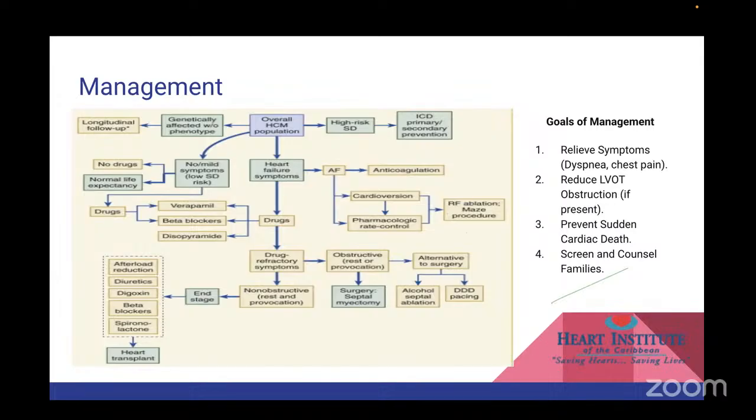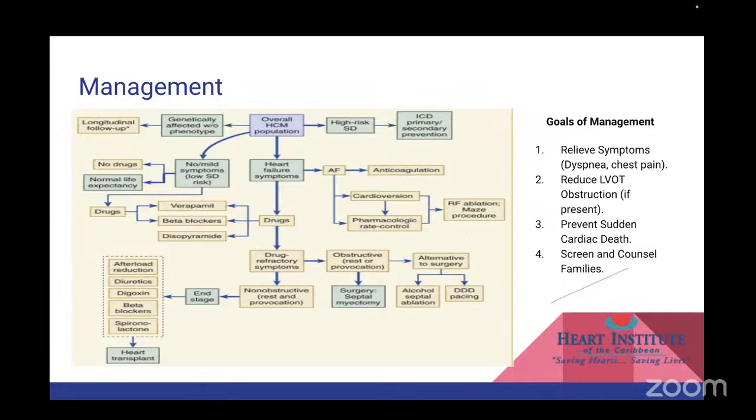Also, the use of the non-dihydropyridine calcium channel blocker, verapamil, helps in the same way as the beta blocker. So you can either use your beta blocker or you use verapamil. Then the other option you have, when you cannot use these two, is to consider the use of disopyramide.